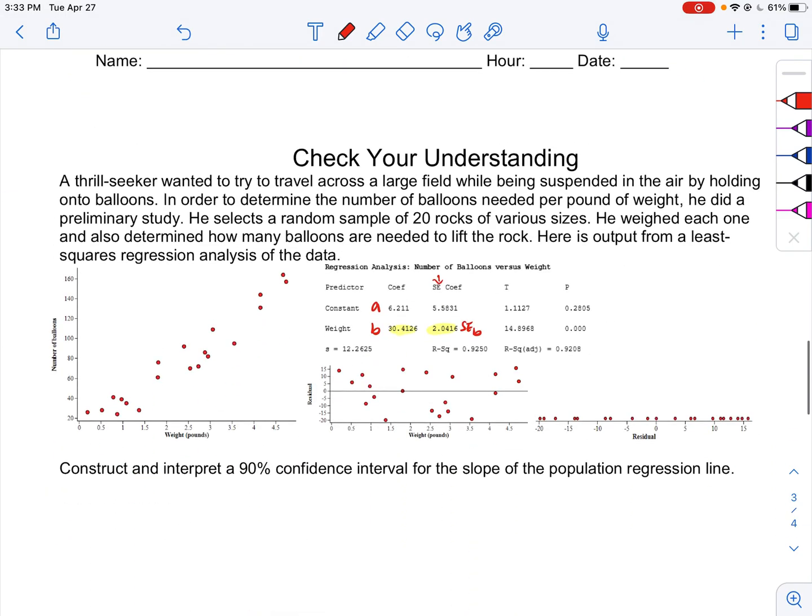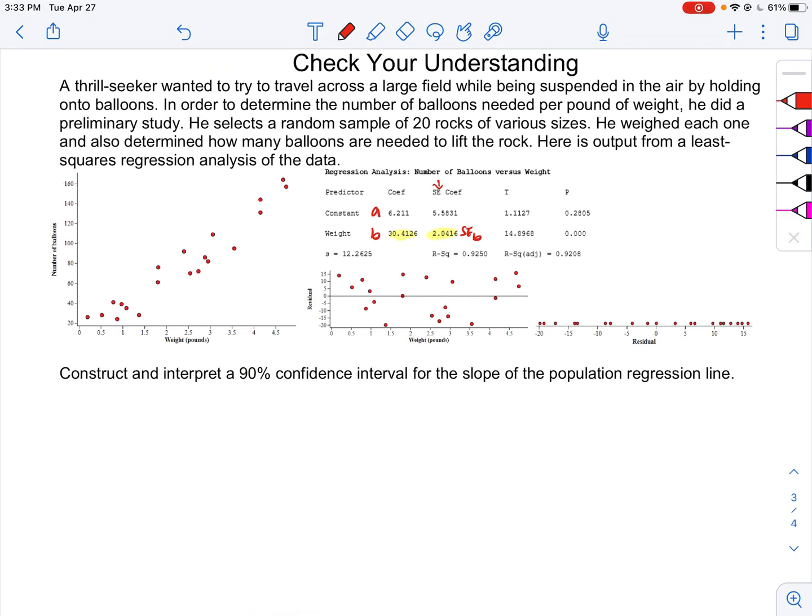Okay, let's apply what we learned. Let me name every single thing that is given to us in here. This is our a value all the time. This is our b value all the time. And then this is our standard error of the slope. Okay, and that's all we need. We can start. Let's start with stating the problem. State the problem.